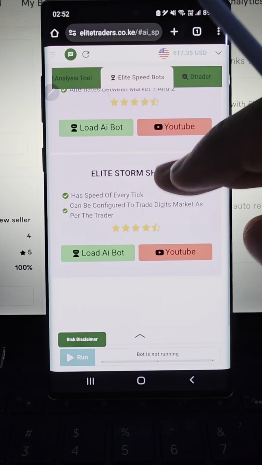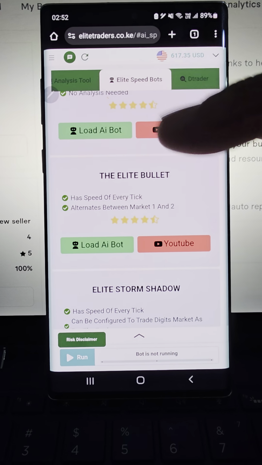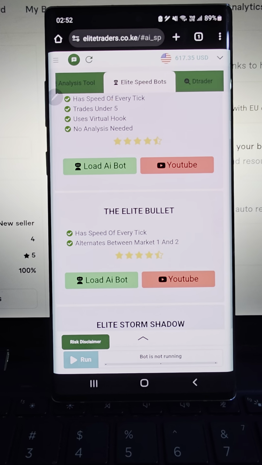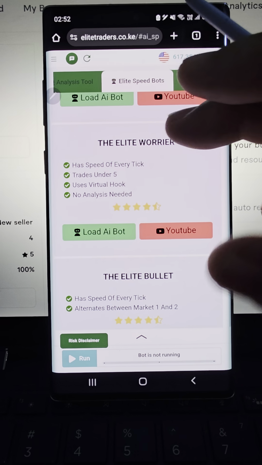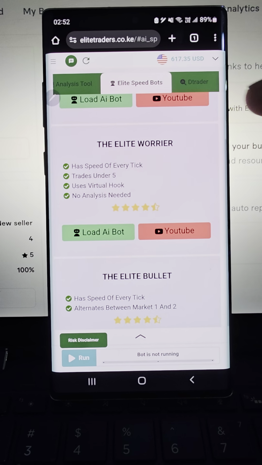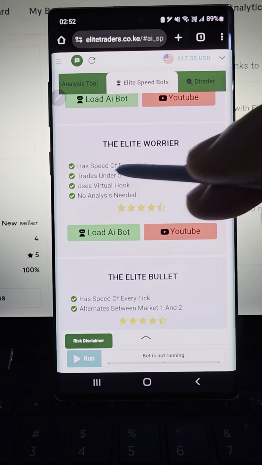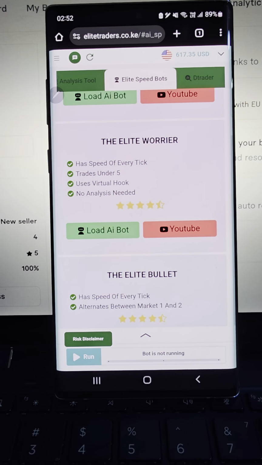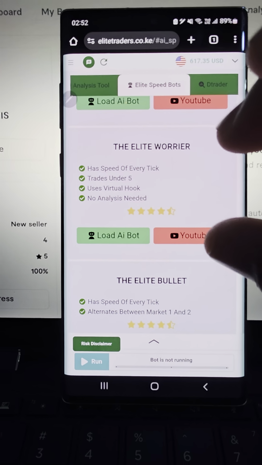Airlight Storm Shadow, you can trade markets with it; mainly I created it for matches. The Airlight Bullet is just a normal robot that you can set up to trade in the market, but to be specific, a robot like the Airlight Warrior is custom made for under 5. Just check, we have the details here. It has a speed of every tick, trades under 5, uses virtual hook, no analysis needed. So this robot analyzes the market by the use of the virtual hook.